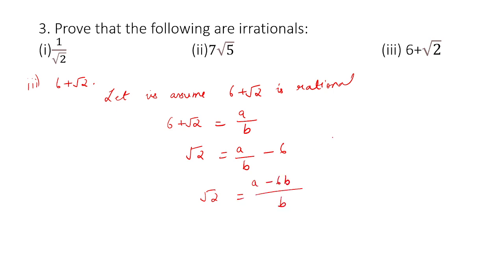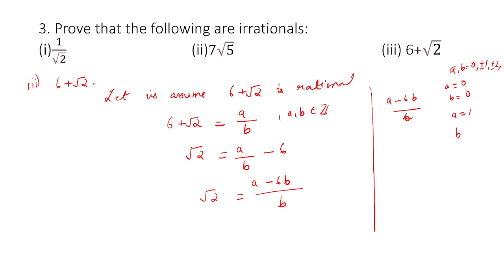Now you look at this, a minus 6b by b. Remember here a and b are integers, okay? So a and b can take any value, 0, plus 1, minus 2, alright? It does not mean if a is 0, b must be 0. It's not like that. You can put any values you want as long as it's an integer. You can put a as 1, and if you want, you can put b as minus 100 also, no problem.